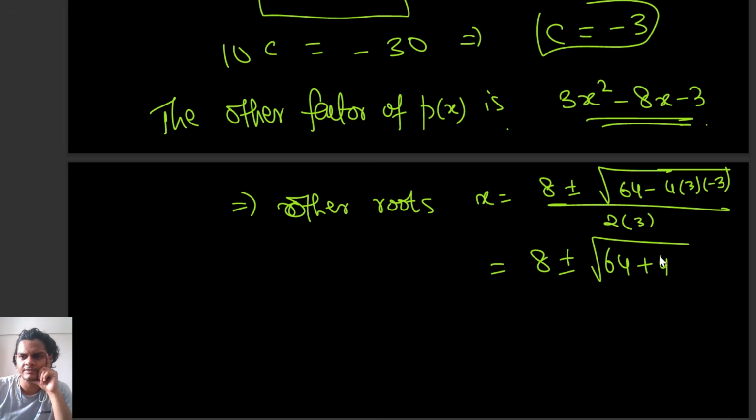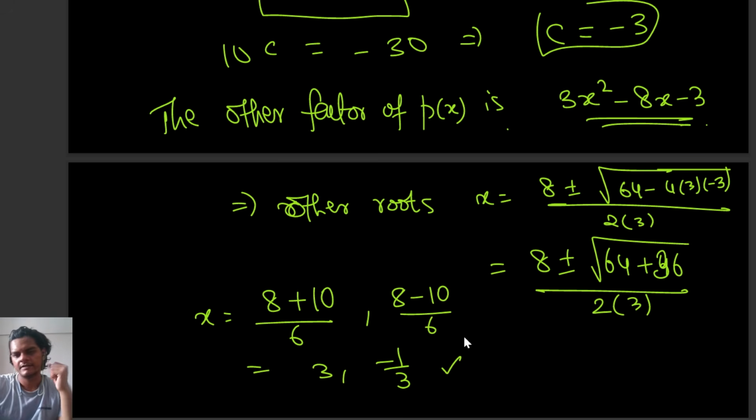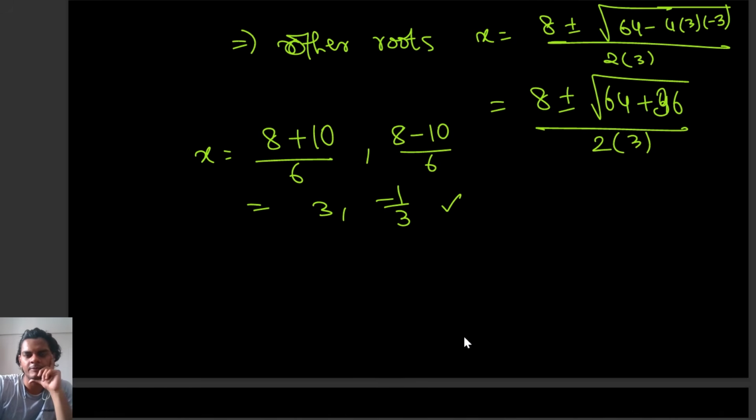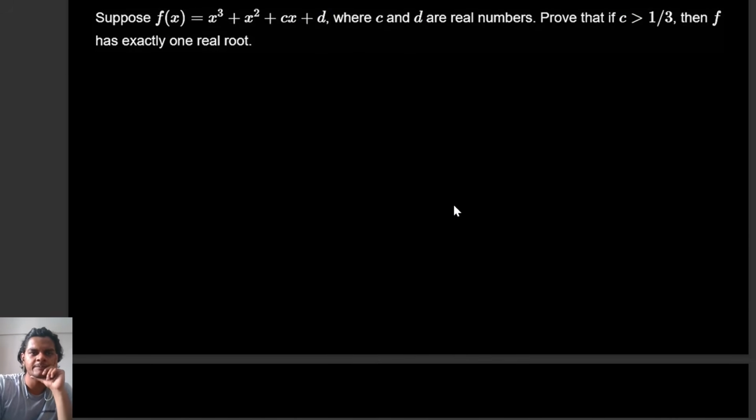Is that it? Yeah, 12 into 3, 36. Oh, sorry, by 2 into 3. This is 10. So other roots are x is equal to 8 plus 10 by 6, 8 minus 10 by 6. So it is either 3 or minus 1 by 3. That's it. So I hope that clears this question. Yeah, so on to the next one.